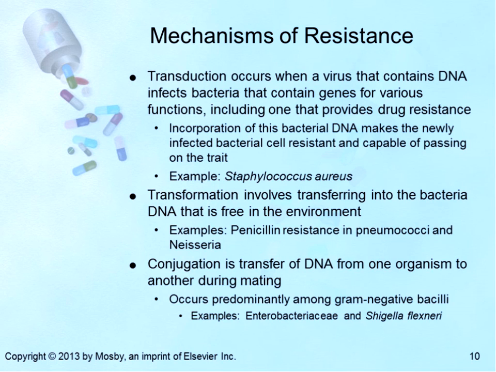The plasmid carries the code for penicillinase. An example is Staph aureus. Others contain codes for resistance to erythromycin, tetracycline, and chloramphenicol. Transformation involves transfer of DNA that is free in the environment into the bacteria. Examples of this include penicillin resistance in pneumococci and Neisseria. Conjugation is a transfer of DNA from one organism to another during mating. This occurs predominantly among gram-negative bacilli, such as Enterobacter and Shigella flexneri.